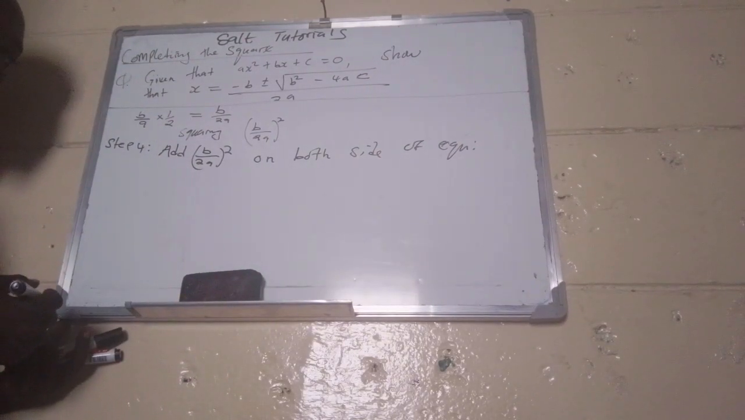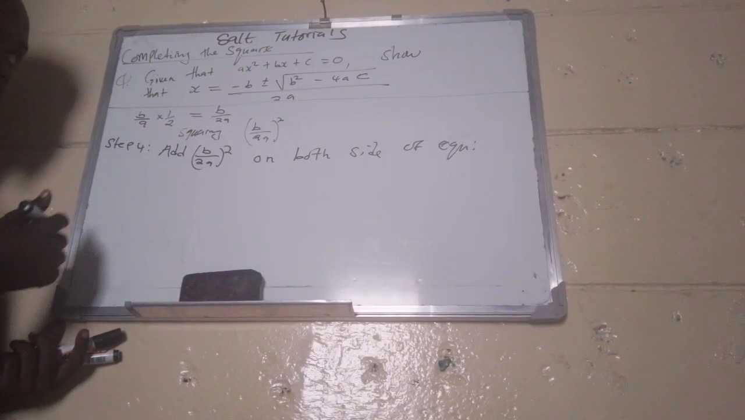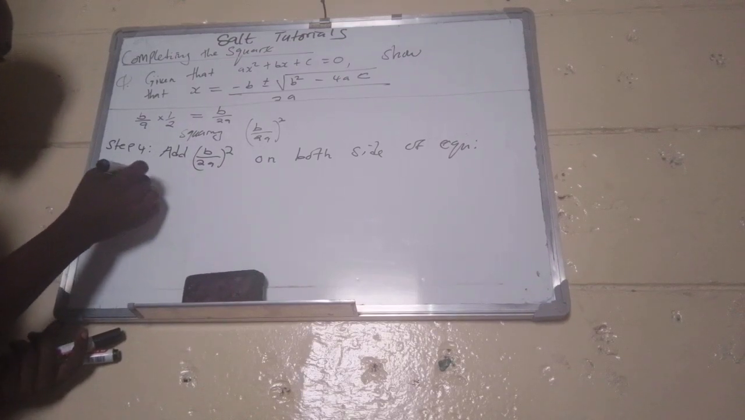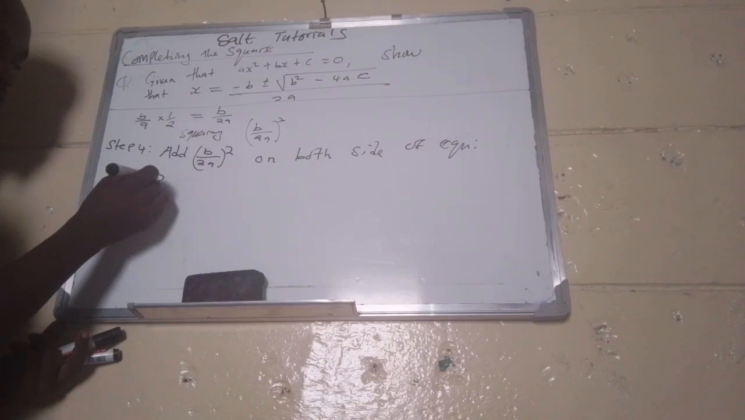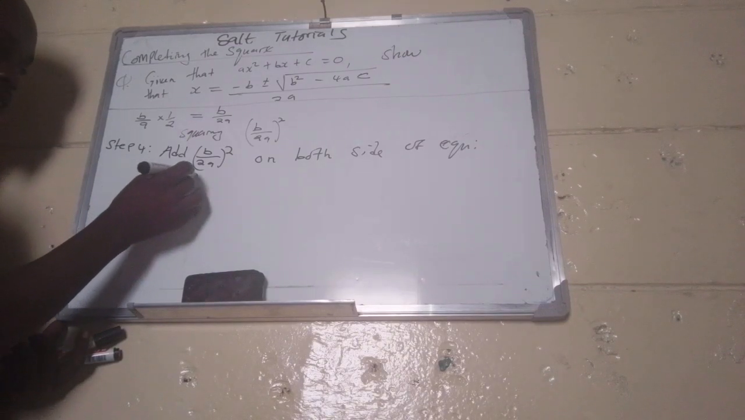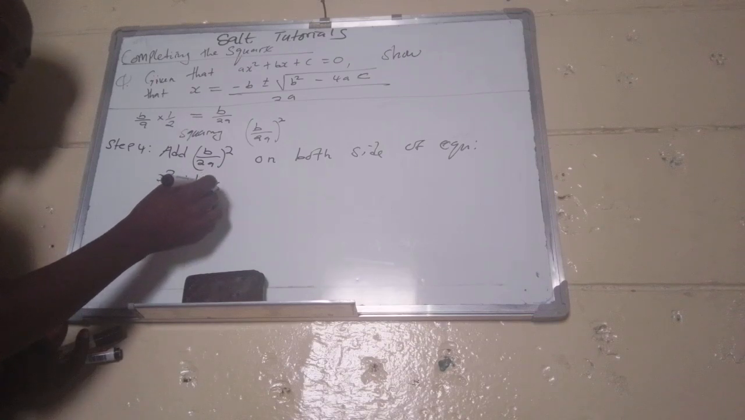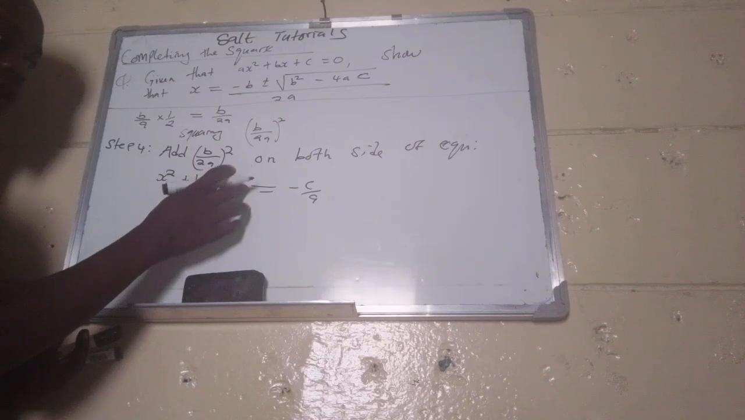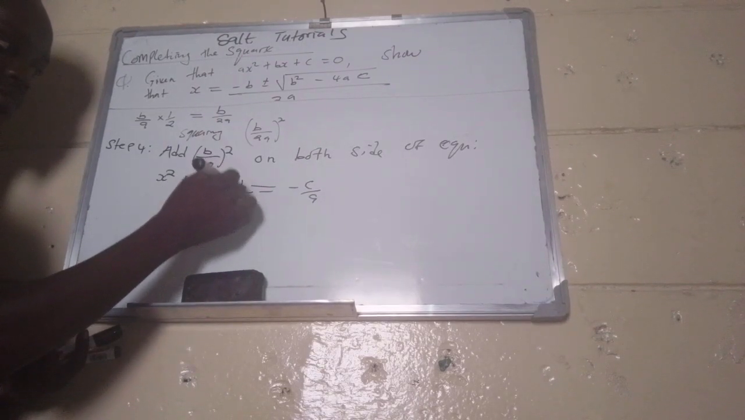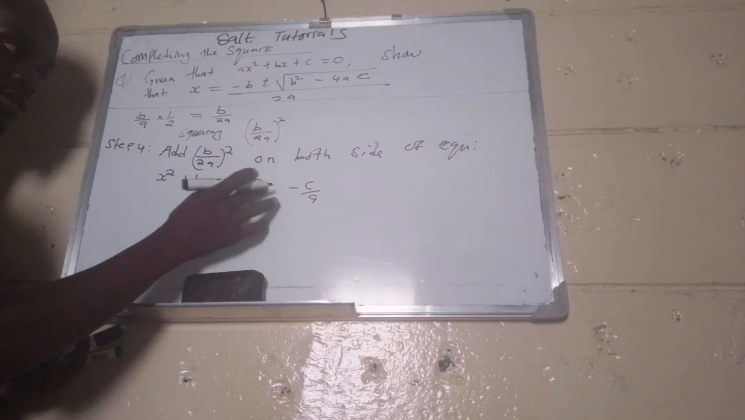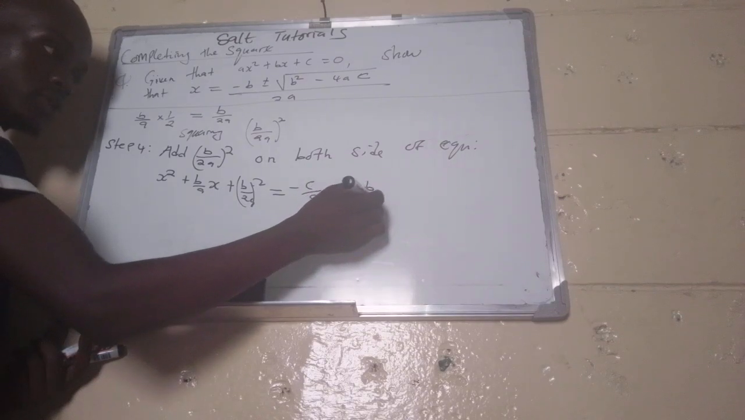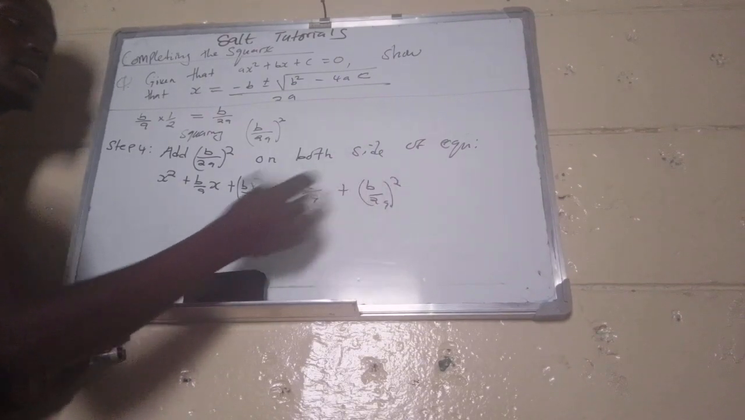So adding (b over 2a) squared on both sides of the equation, what are we simply saying? Remember the equation, we have x squared plus b over a x is equal to what? Negative c over a. So adding this on both sides, to the left hand side we add (b over 2a) squared, and to the right hand side we add (b over 2a) squared.